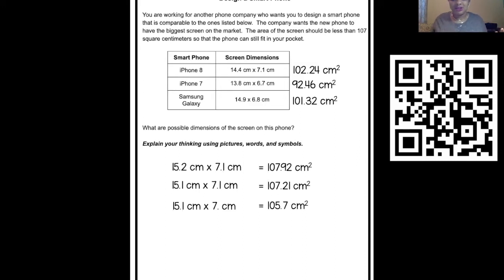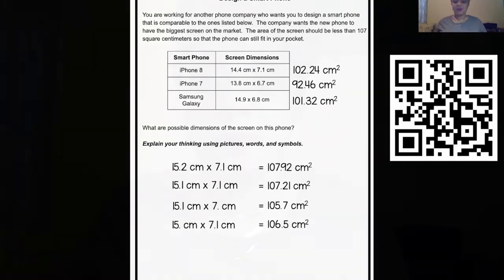But I wanted to go a little bit further, so I also tried 15 times 7 and 1/10 centimeters and came up with 106 centimeters squared. So that one would actually be the largest, and it is within the parameters of being less than 107 centimeters. So that is the one that I would go with.